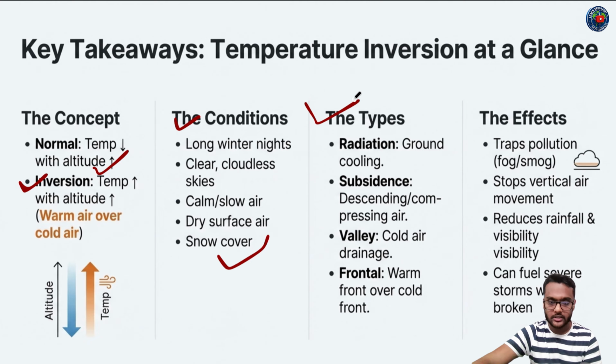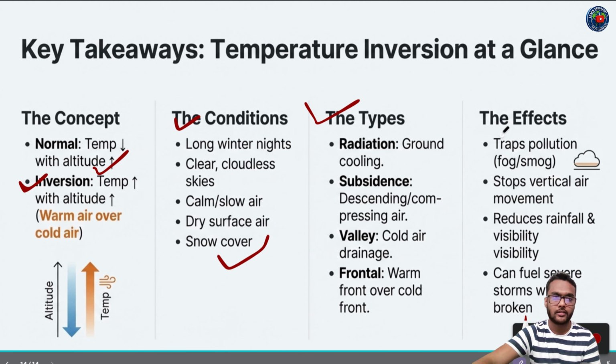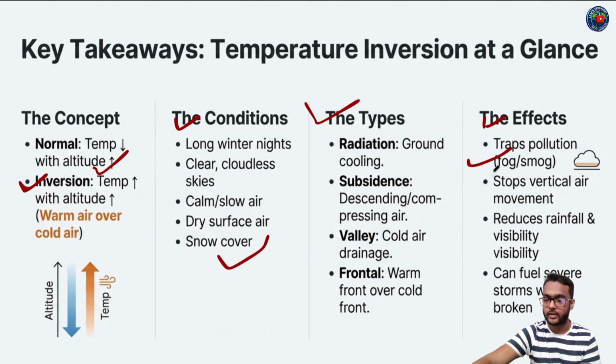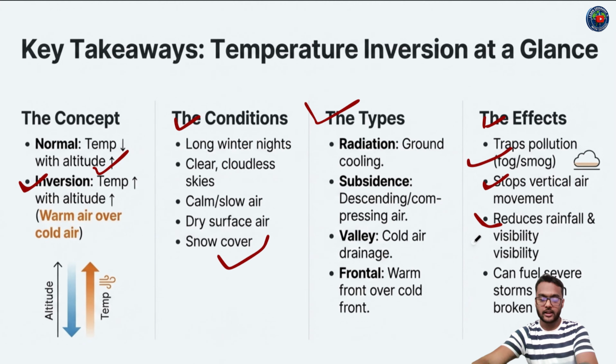Then the types of temperature inversion are radiation, ground cooling; subsidence, descending compressing air; valley, cold air drainage; frontal, warm front over cold front. Then the effects: it traps pollution like fog and smoke, stops vertical air movement, reduces rainfall and visibility, and can fuel severe storms when it's broken.